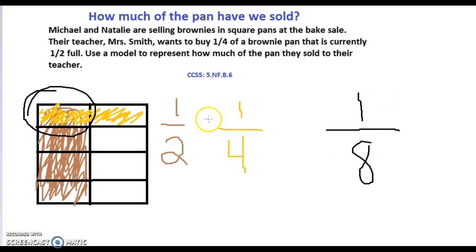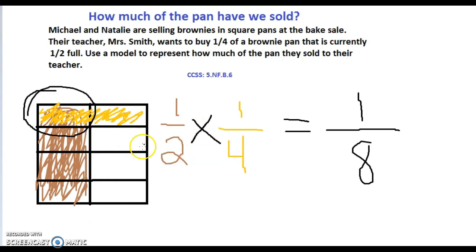Okay? Now here, actually, it represents our multiplication problem as well. We're taking 1/2 and we're multiplying it by 1/4 to get 1/8. So here you can see I have 1/8. That is how much of the pan they sold to their teacher. So by multiplying the denominators, the 2 and the 4, that gives us the number of parts in the making of this whole here. Okay?